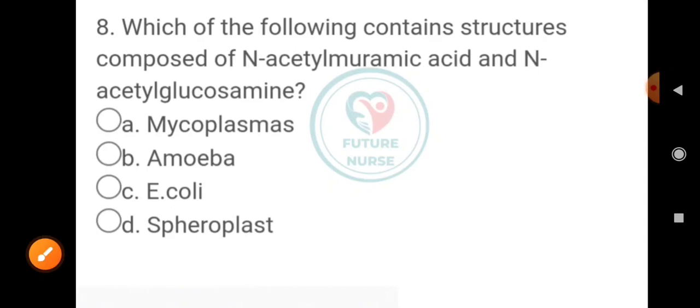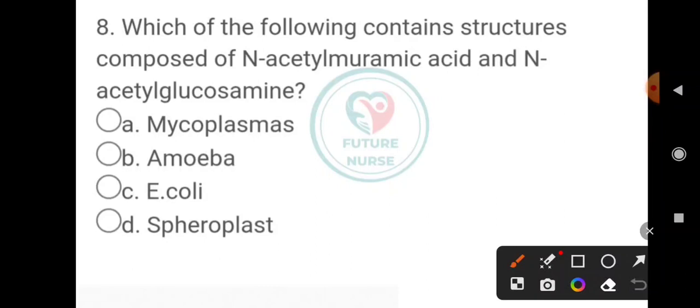Which of the following contains structures composed of N-acetylmuramic acid and N-acetylglucosamine? Options: Mycoplasma, Amoeba, E. coli, Spiroplast. Correct answer: E. coli.